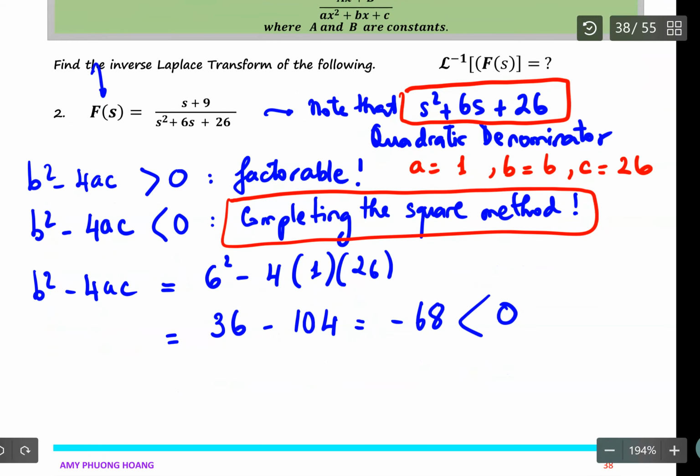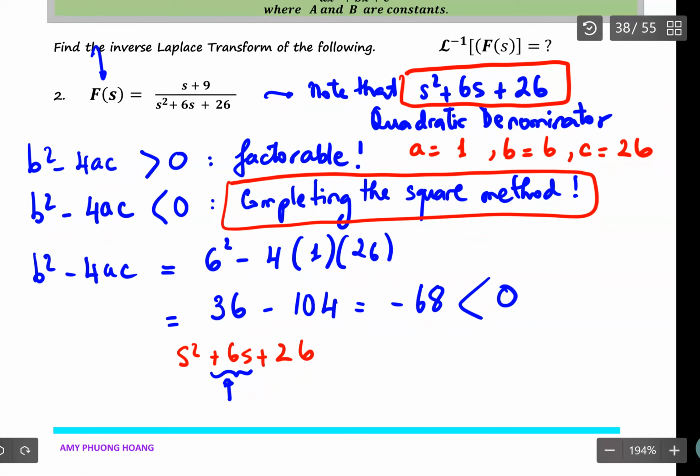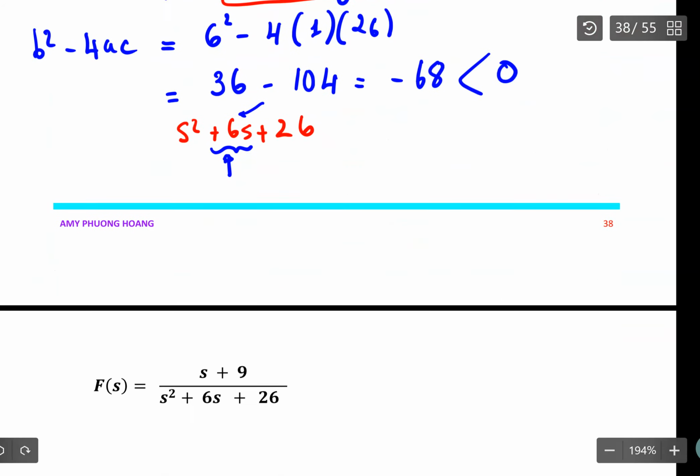So now we have to review the completing the square method. So s squared plus 6s plus 26. For the completing the square method, we need to concentrate on the middle term of this quadratic. We need to pick the coefficient of the middle term, divide it by 2, then take the result and square it. Then we add that to this expression, and at the same time, we subtract that result from the expression.